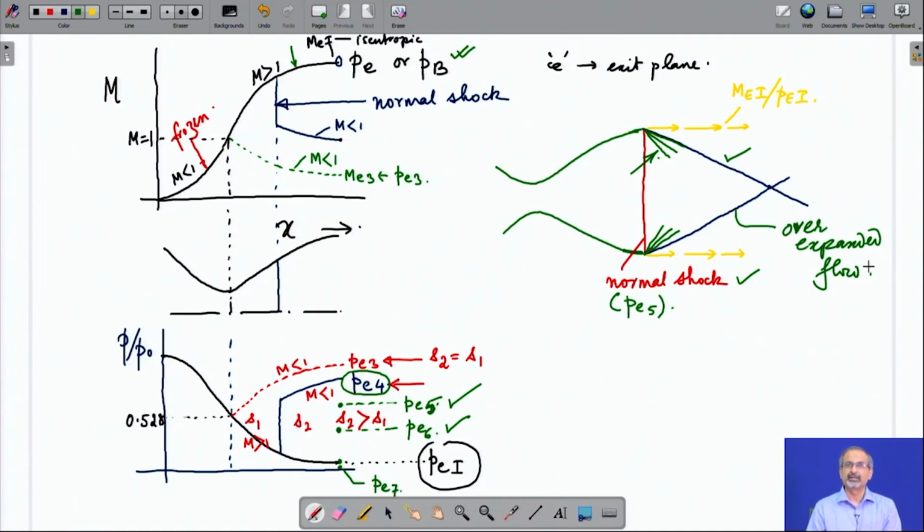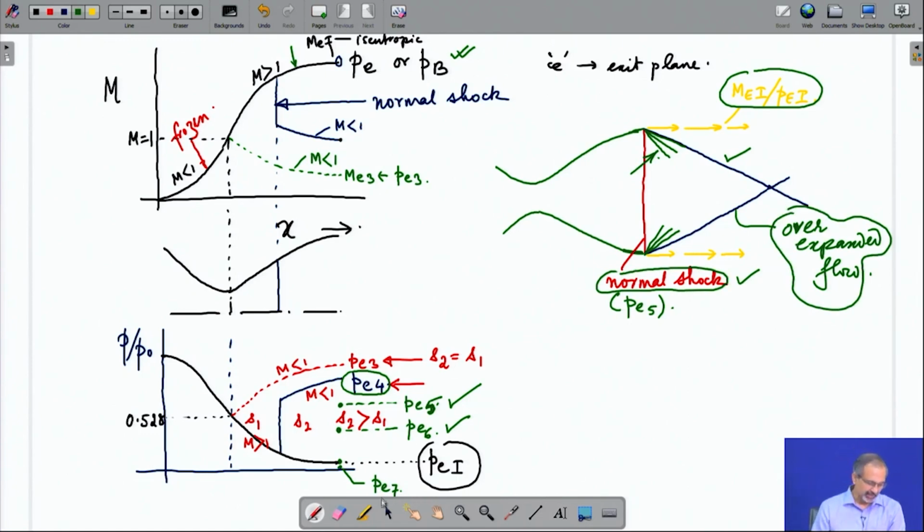That means you have expanded it slightly higher than the condition for PEI, and therefore the pressure has dropped a little lower than the back pressure, and it is adjusting to the formation of an oblique shock. It does not need as strong a shock as the normal shock, it can adjust to an oblique shock, and that is what gives you an over expanded flow.